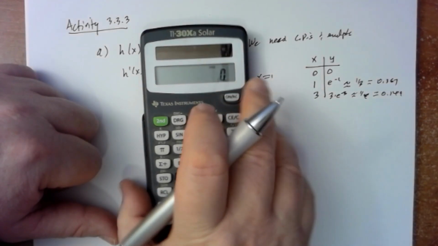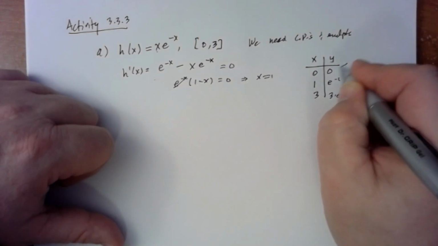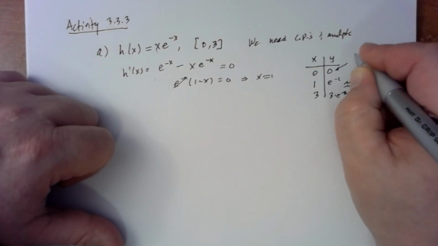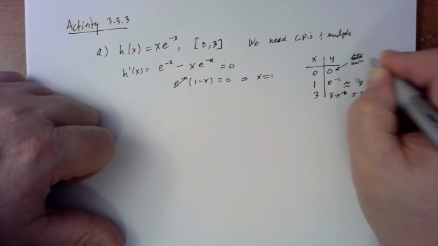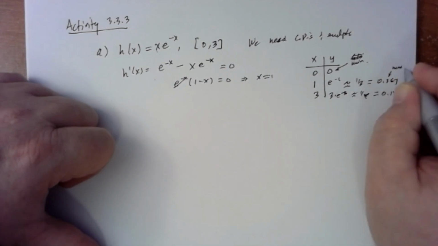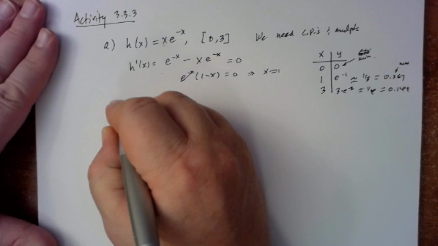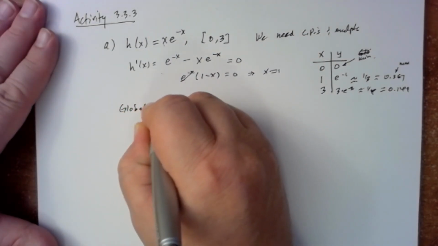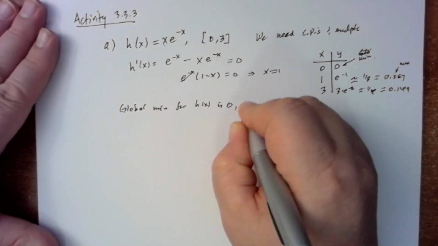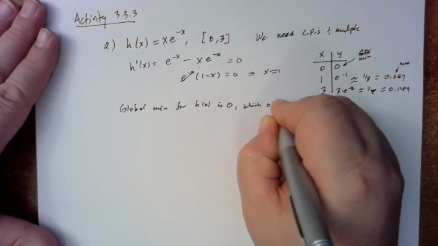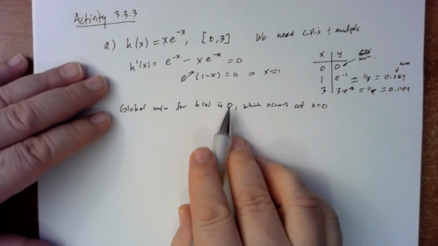Okay, so where's our global maximum and global minimum? Our global minimum is 0. In fact, let me just put this here for a second, min, and this is our max. And so let's write down verbally how we would say this, right? So the global minimum for h of x is 0, which occurs at x equals 0. So remember that the minimum itself is the y value.